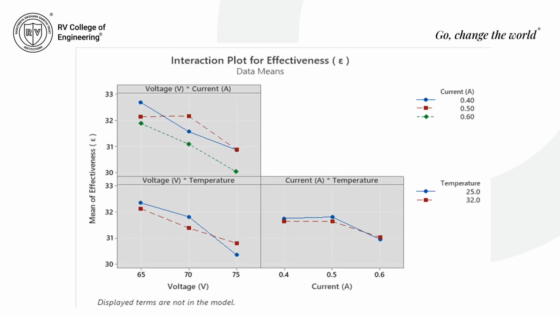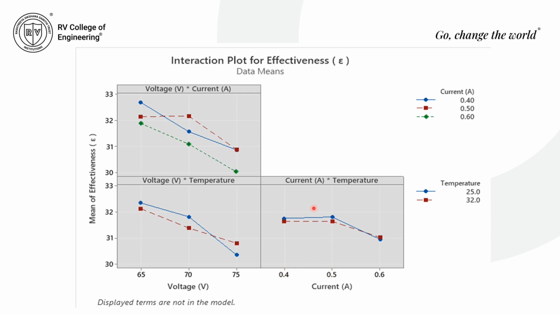We saw that the current and voltage are more significant, but here we can confirm at what value we will get more effectiveness. In this first plot, current versus voltage, the blue line indicates 0.4 amps, the red line indicates 0.5 amps, and the green line indicates 0.6 amps. Here we can see at 0.4 amps with 65 volts we are getting more effectiveness. And here it is temperature versus voltage. At 25 degrees centigrade with 65 volts we are getting more effectiveness.